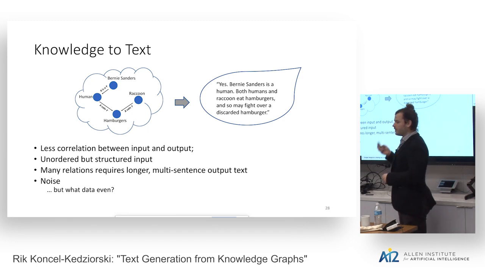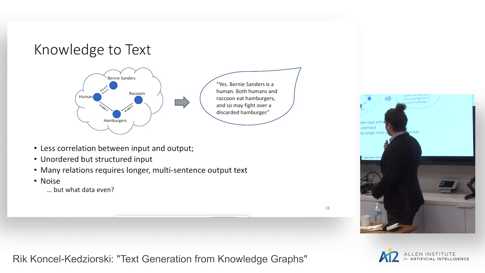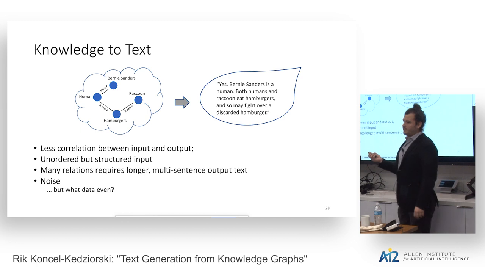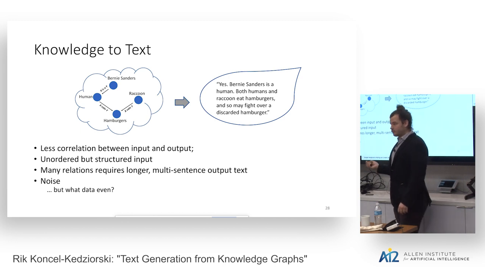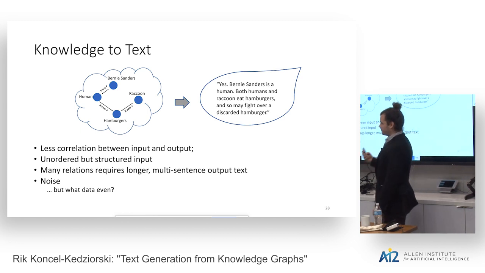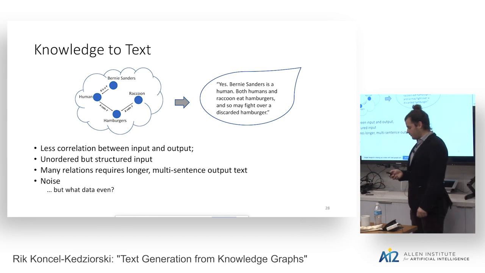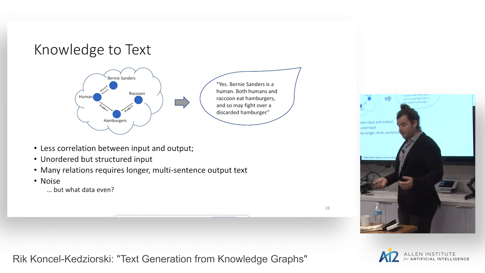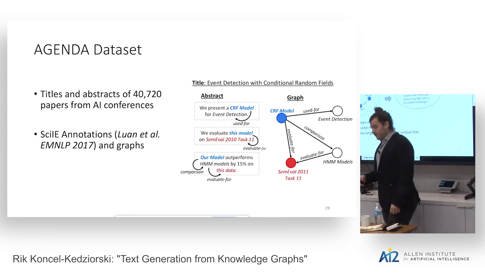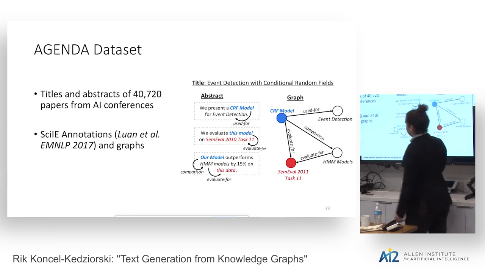And then lastly, depending on where these knowledge graphs come from, they may or may not be noisy. If they're automatically constructed knowledge graphs, there's a likelihood that there's going to be a fair amount of noise in them. And so, what knowledge graphs are we going to use for this task? Let me introduce the AGENDA data set.